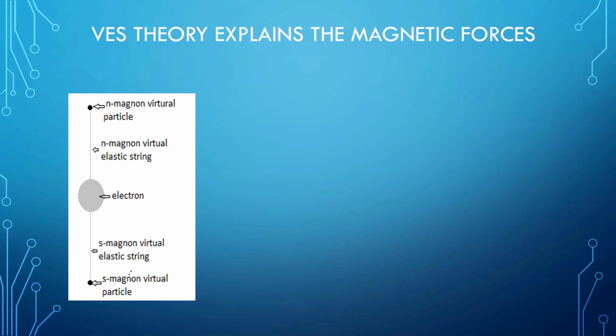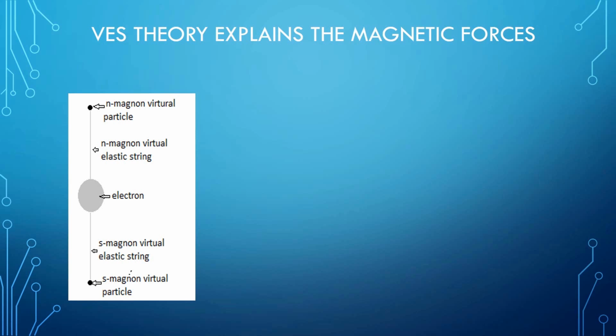In the same manner and in the same time frame, the electron also ejects a south pole virtual particle that creates the S-magnon virtual elastic string. The electron remains neutral for the magnetic fields because it creates both fields at the same time.